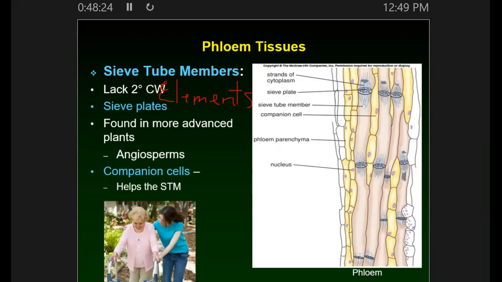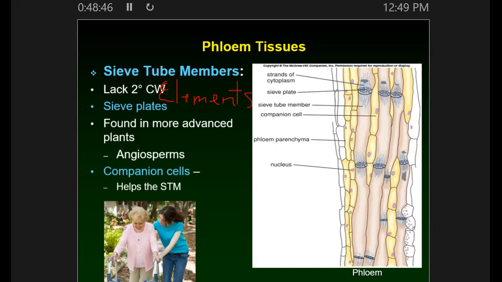So mostly when we think about photosynthesis, we think about plant leaves, busy doing photosynthesis, making all that sugar, but then they've got to get it to the rest of the plant body. Okay. Roots generally don't do photosynthesis, so they're lacking sugar. And so the sieve tube members will be responsible for getting that sugar.